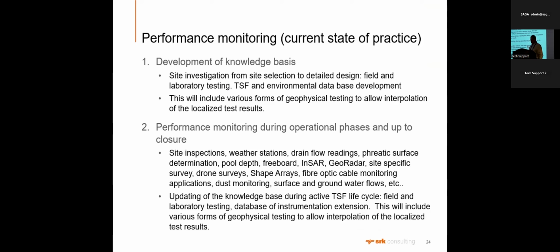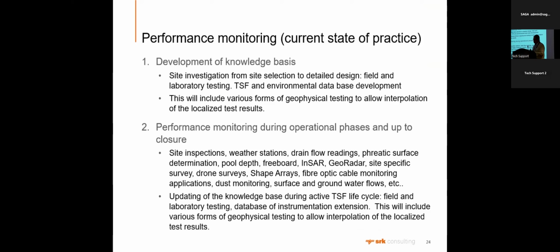And then a subject which I'm only going to mention, but it's really important, is to monitor the performance of the design structure. Does it meet the design intent? So the data that we normally collect is site inspections, weather stations, drain flow readings, phreatic surface determination. We can use standpipe piezometers. We can use some geophysical techniques to evaluate what it is. We can use vibrating wire piezometers.